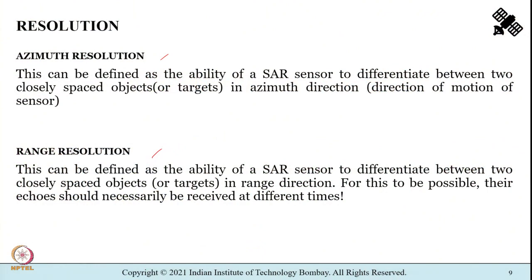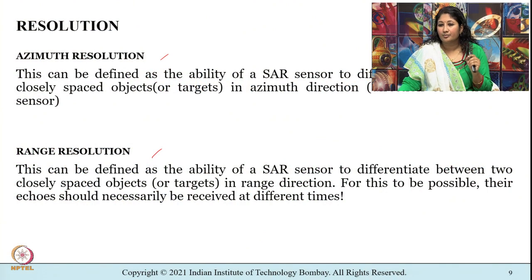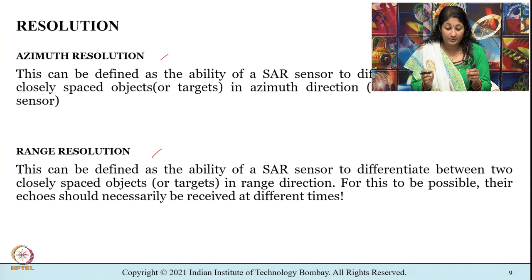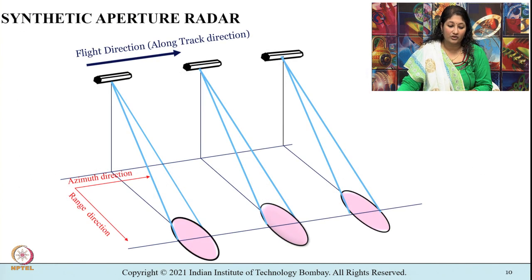And when it comes to range resolution, you can define it as the ability of a synthetic aperture radar sensor to differentiate between two closely spaced objects or targets that are available in the range direction. Remember, for this to be possible, their echoes should necessarily be received at different times. We'll see that in detail shortly.